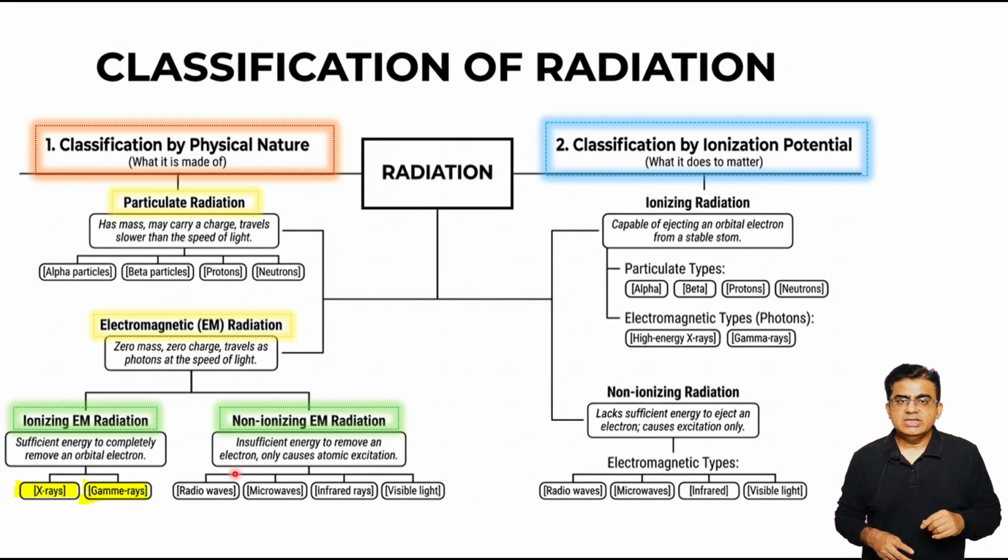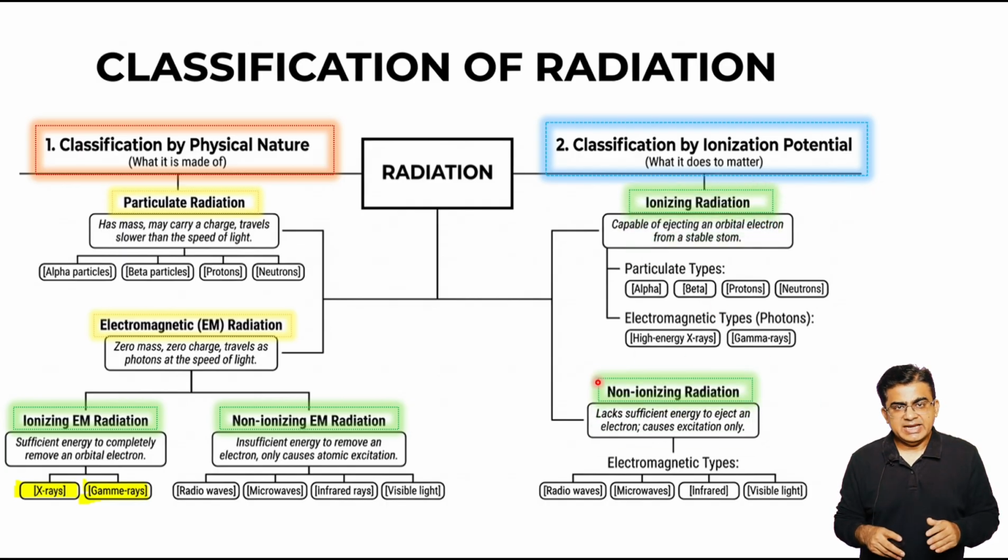Now we move to the other way of classifying radiation. This is based on how much ionizing potential a radiation type has, or how much energy a radiation has. This is the most exciting part of our clinical work. This tells us what radiation actually does to a living cell. Here, radiation is either ionizing or non-ionizing.